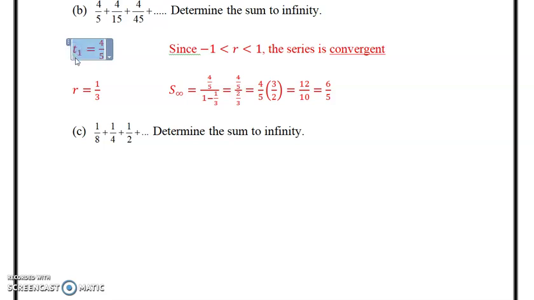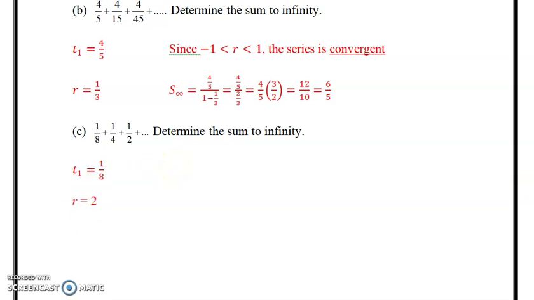So the first term is 1/8. And obviously the R value is equal to 2 because we're increasing by a multiple, a common ratio of 2. We multiply 1/8 by 2, we get 2/8, which is 1/4. Or we take 1/2 divided by 1/4. However way you want to get to it, either way, your R value is going to be equal to 2.